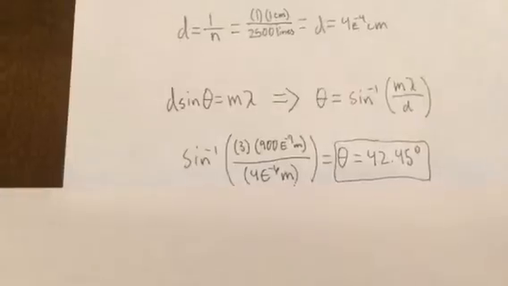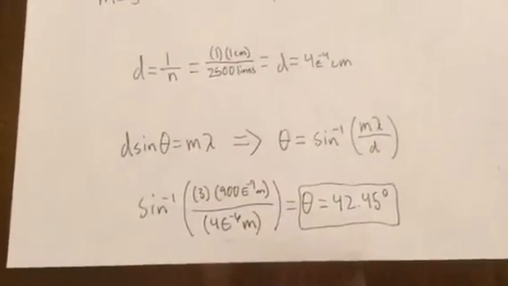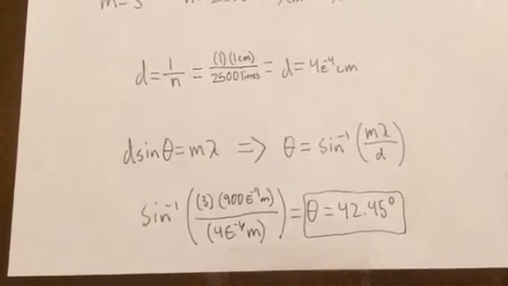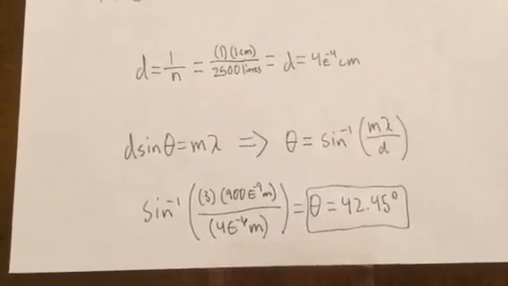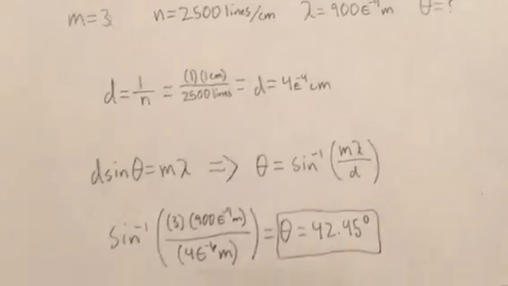We're going to input the values, and we end up with theta equaling 42.45 degrees. That is the angular separation, 42.45 degrees. And that's the answer. Thank you.